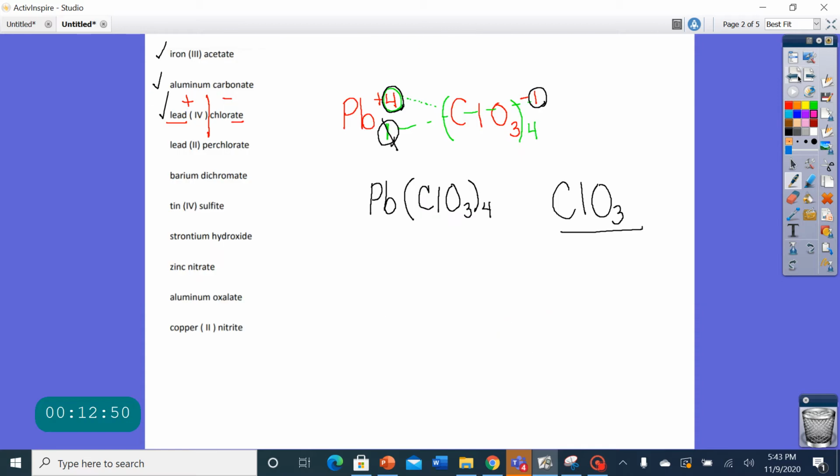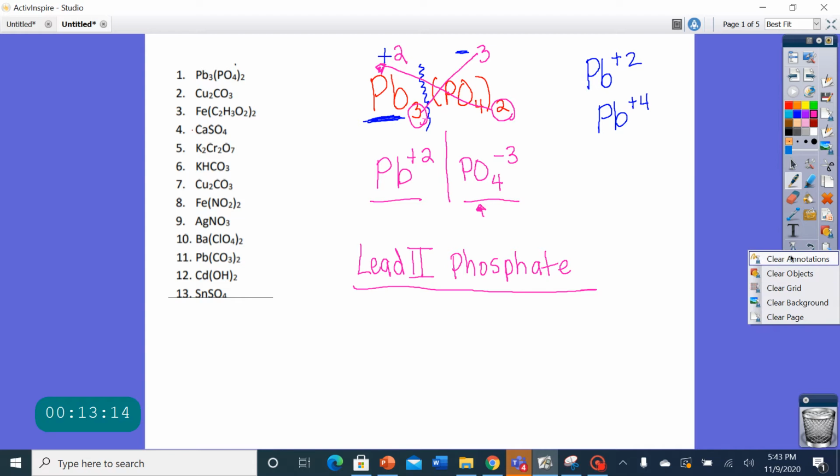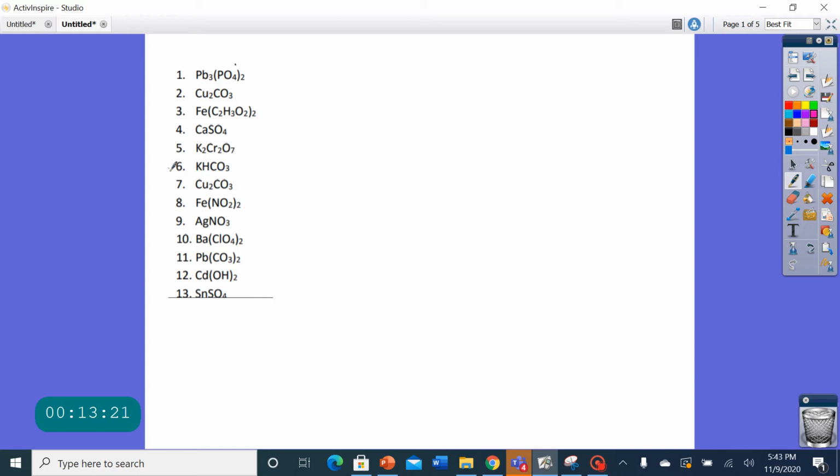So now I can go back and say, all right, this is the symbol for the ion phosphate. And there, that would be the name for this compound, lead 2 phosphate. Keep in mind, we don't always use Roman numerals. So let me pick an example where Roman numerals wouldn't be used. Let's go ahead and take a look at this one.